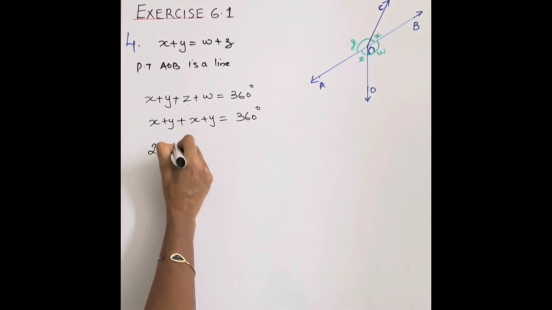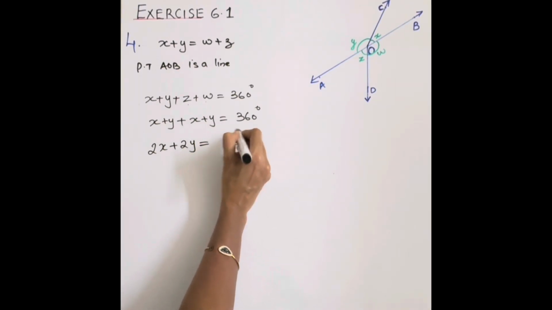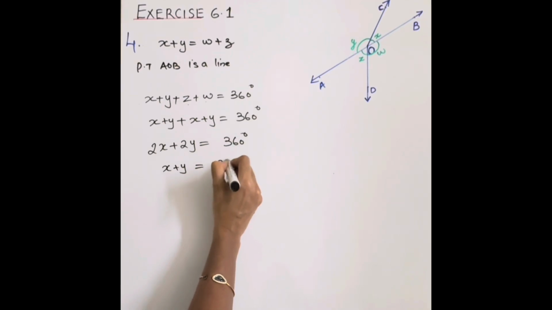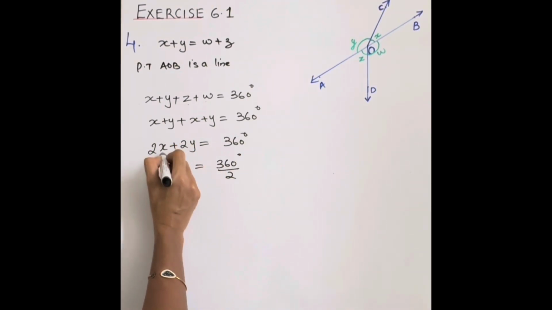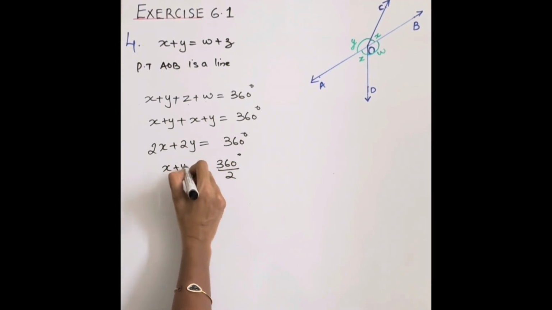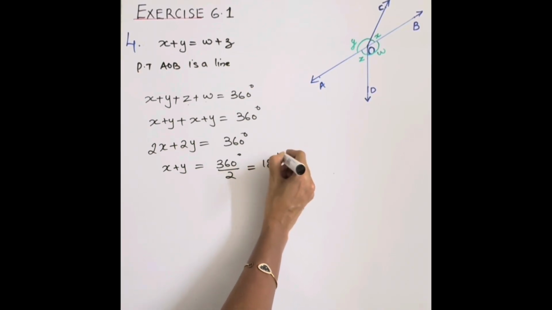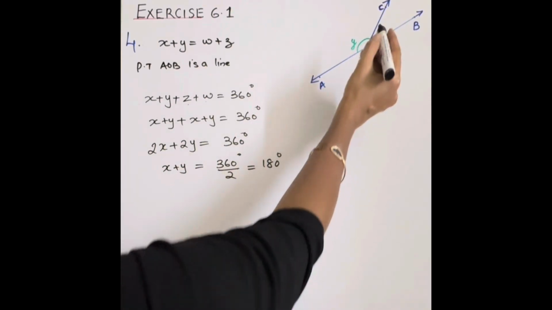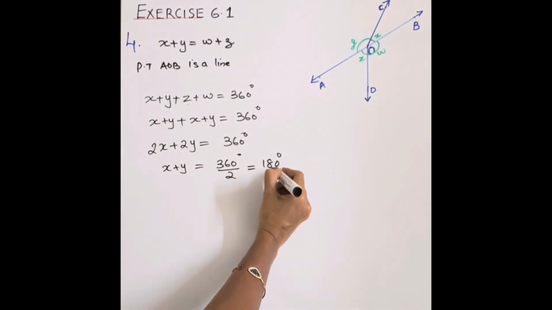We can write 2x plus 2y is equal to 360, or we can write x plus y is equal to 360 degree by 2. Any doubt in this? We take the 2 out, so it will be 2 into x plus y, and then x plus y is equal to 360 by 2, which is 180 degree. What does this mean? It means that the sum of angle x and y is equal to 180 degree.